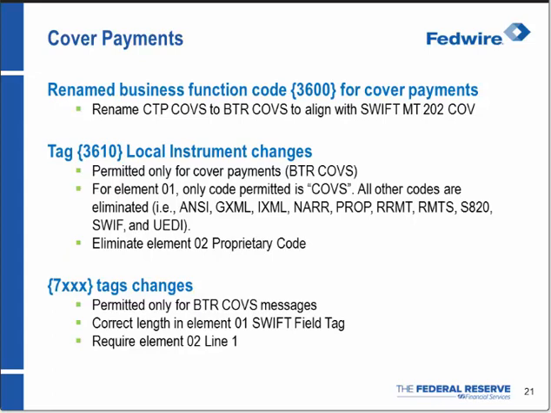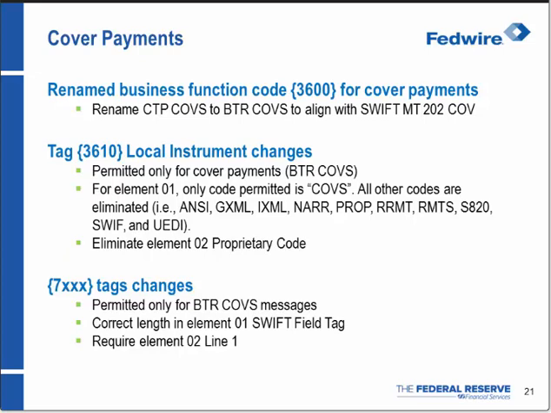So this slide highlights the changes to cover payments. As we mentioned earlier, we renamed CTP COVS to BTR COVS to align with SWIFT MT202 COV messages. And in tag 3610, the local instrument code will now only be permitted for cover payments with the code of COVS. All other codes are eliminated, as noted in the slide. And we have also eliminated element 02 for proprietary code.